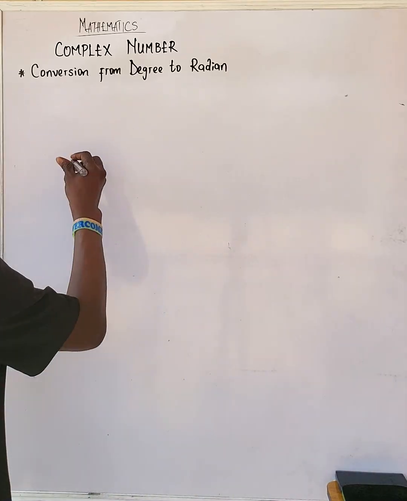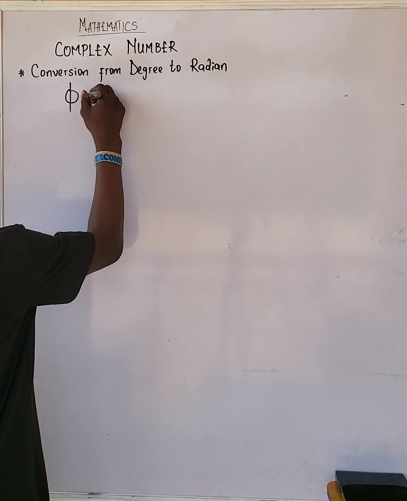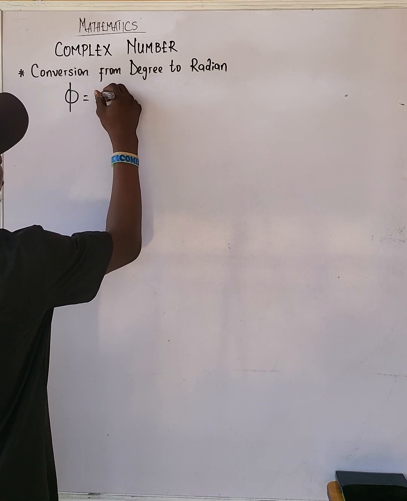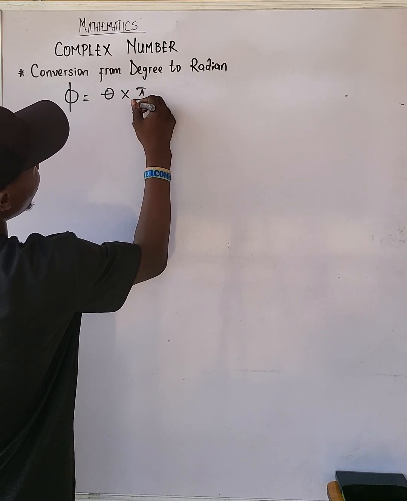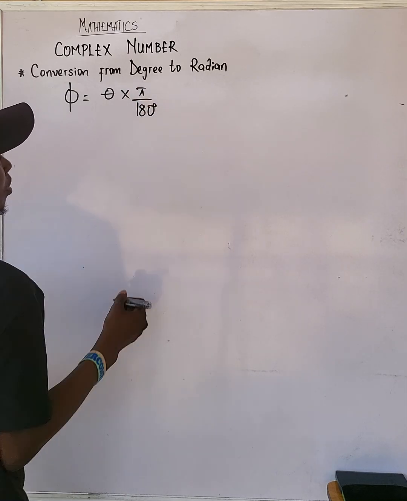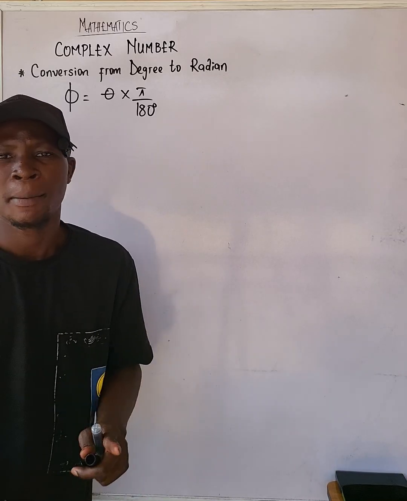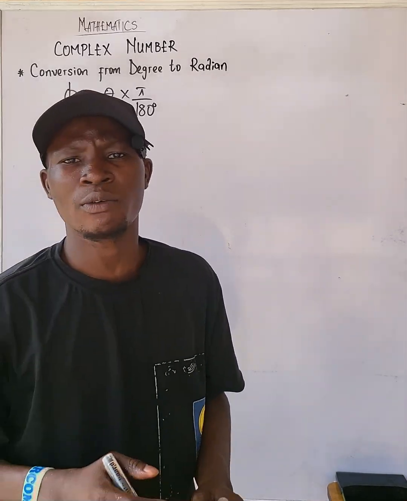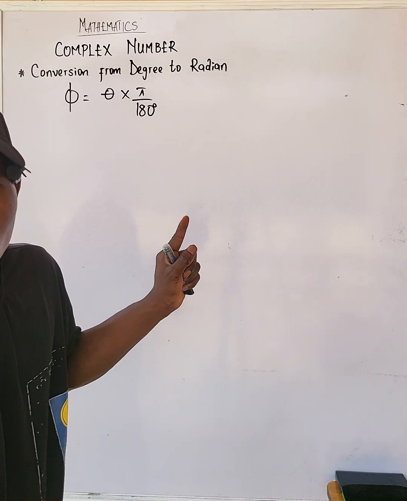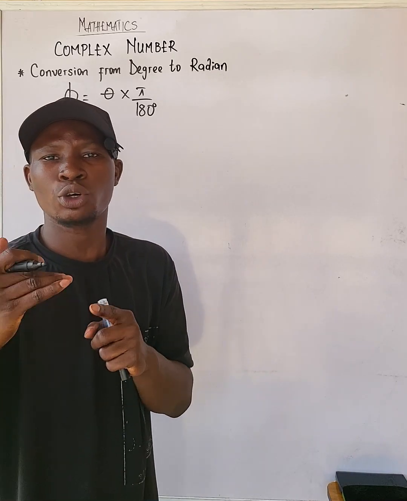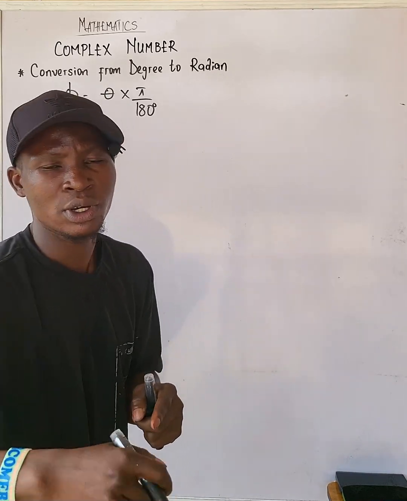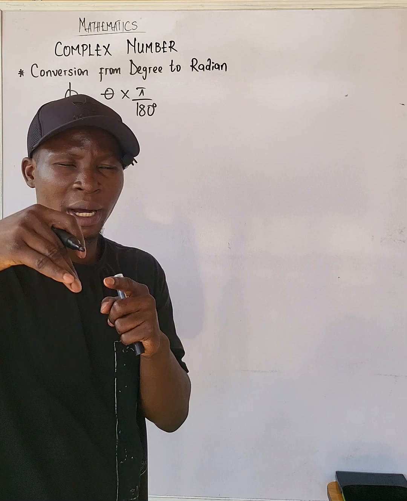It has a formula. So your radian, the formula will be your radian is equals to what? That will be theta multiplied by pi over 180 degree. Put this formula in your head. Theta multiplied by what? Pi over 180 degree. So if you are told to convert to radian, this is the formula you use. In the next video, I will show you how you convert from radian back to degree.